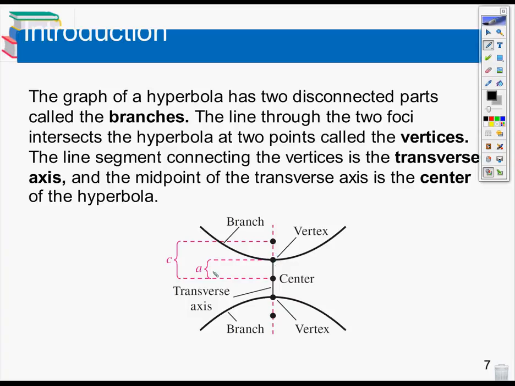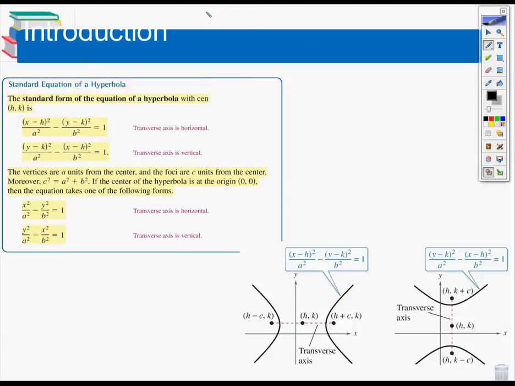In a hyperbola, A still goes from the center to the vertex, but unlike an ellipse, the center to vertex in a hyperbola is quite small. It's definitely small in relationship to the center to the foci. Center to foci in an ellipse is generally quite small, but in a hyperbola it's much larger. So we have a different type of relationship when we create that equation. Like we had a squared equals b squared plus c squared in the last one, that's going to be different in this case.